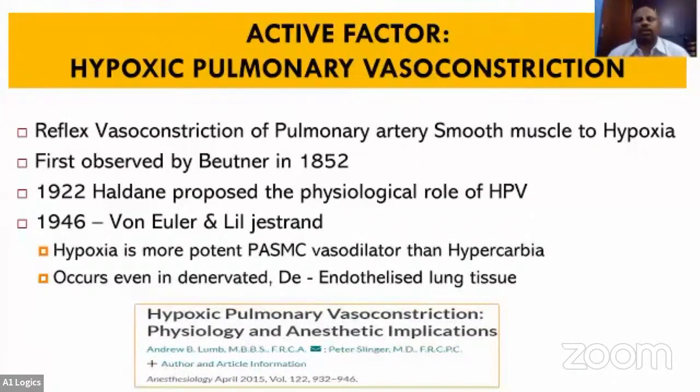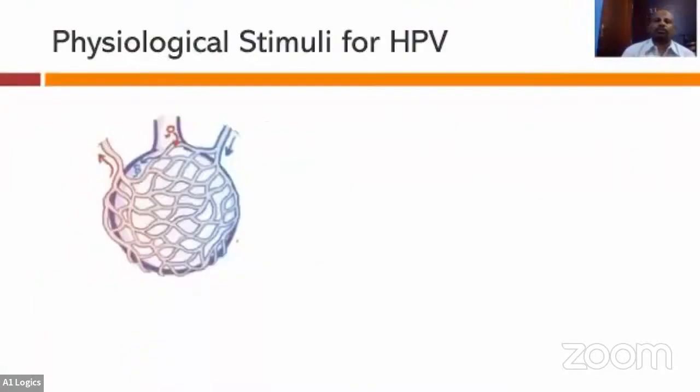It describes that hypoxia is a more potent pulmonary smooth muscle constrictor than hypercarbia, and it even occurs in a denervated heart. Even if you have a transplanted lung, this HPV will be active in that, and endothelium is not necessary for this HPV to occur in lungs. So this was the landmark work of Van Euler and Liljestrand, and this phenomenon is named the Liljestrand phenomenon after him. So what are the physiological stimuli for HPV?